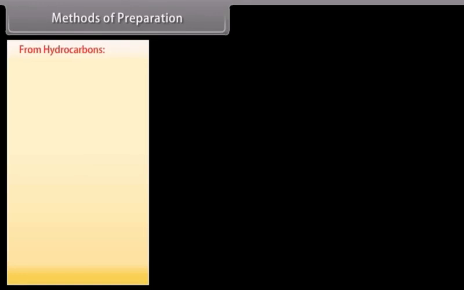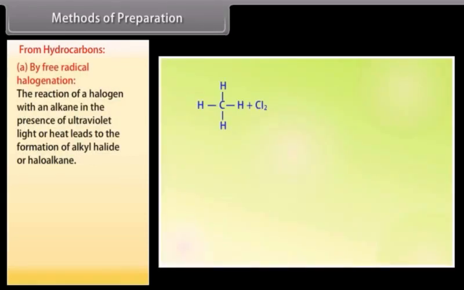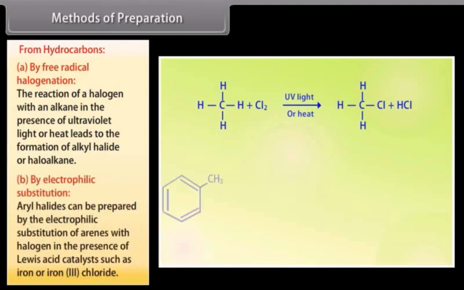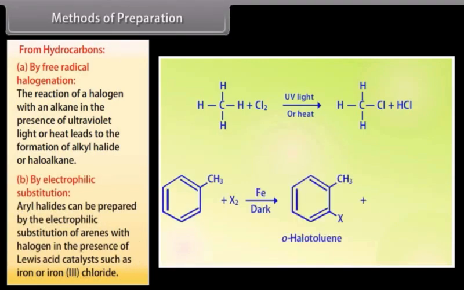Methods of preparation. From hydrocarbons. By free radical halogenation. The reaction of a halogen with an alkane in the presence of ultraviolet light or heat leads to the formation of alkyl halide or haloalkane. By electrophilic substitution. Aryl halides can be prepared by the electrophilic substitution of arenes with halogen in the presence of Lewis acid catalysts such as iron or iron(III) chloride.